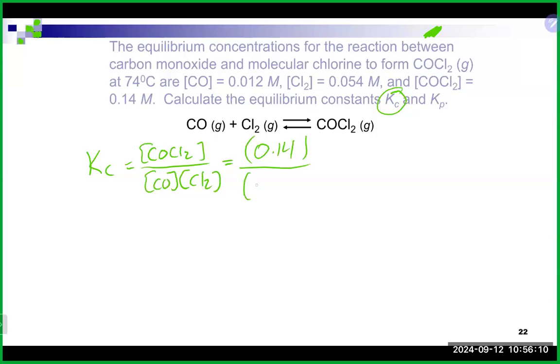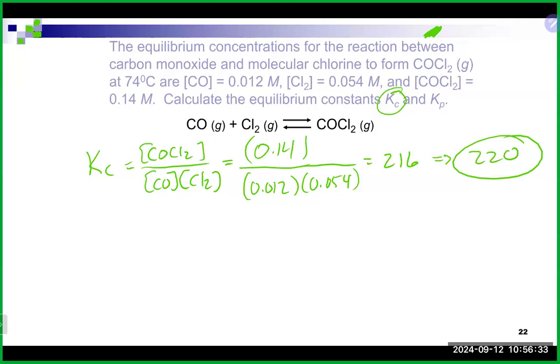0.14. We got 0.012 and 0.054, I think. All right, so that will get us a number about 216. I don't know, a 220 if you like sig figs, I suppose, right? Since there's two everywhere. Somewhere in that ballpark as our Kc value, right? Any questions on that calculation there?